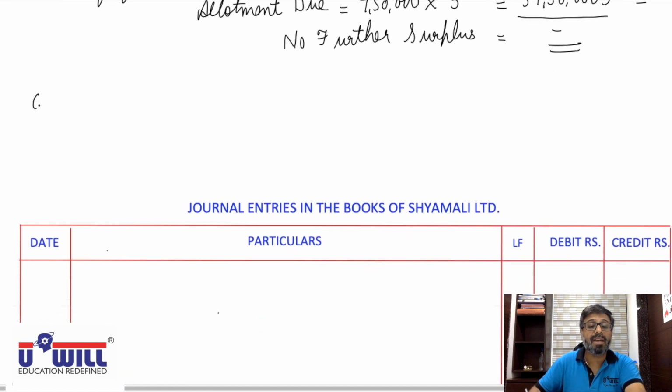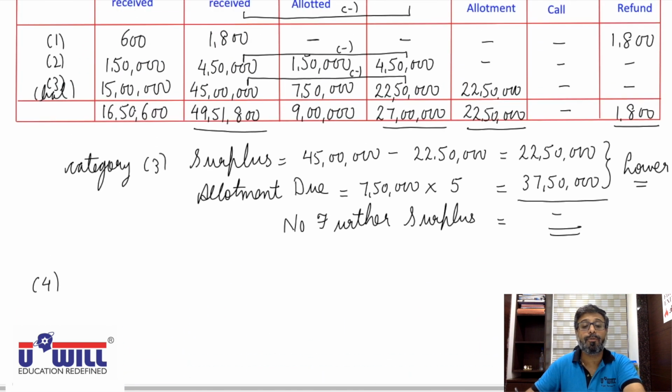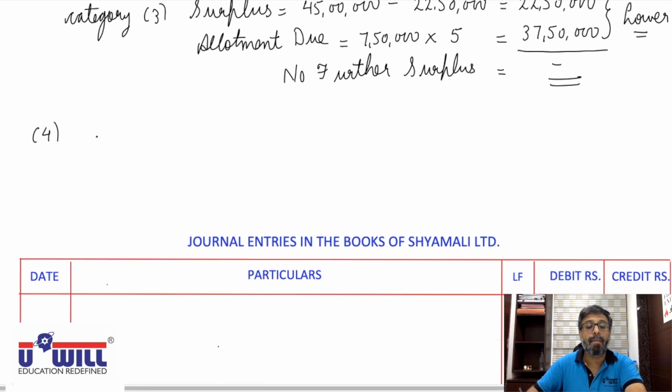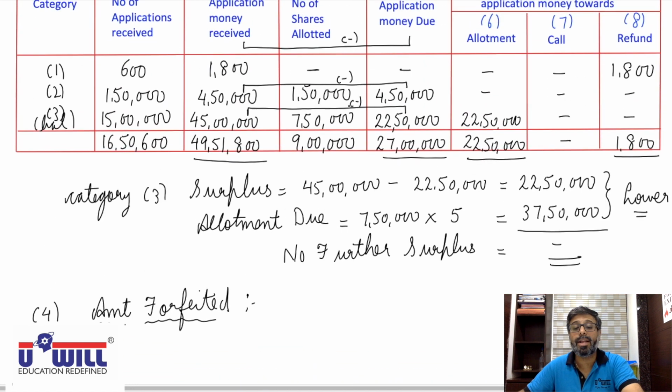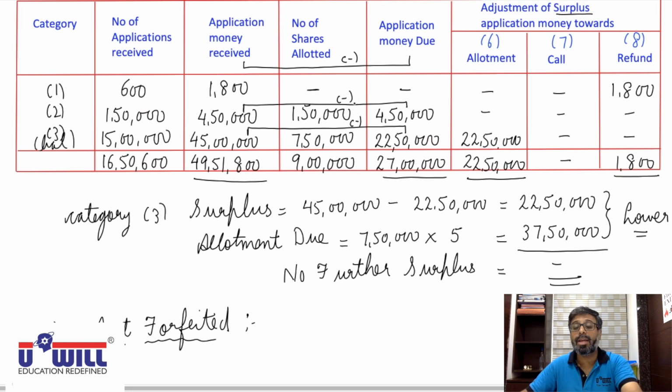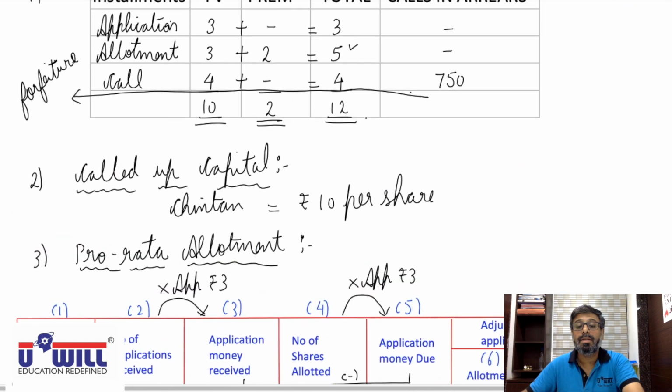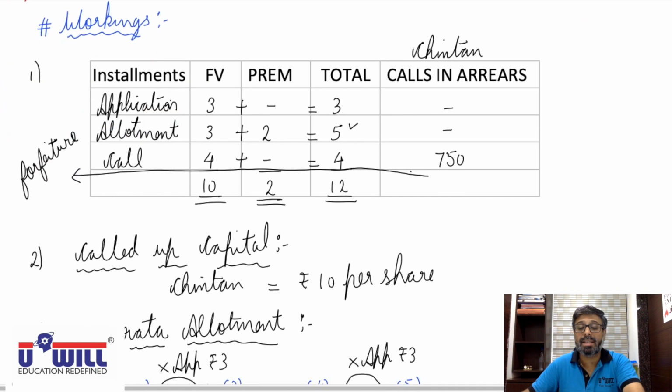Now fourth workings will be amount forfeited. Now here we'll find amount forfeited in normal manner only. Okay, in normal manner only means 750 shares are calls in arrears.